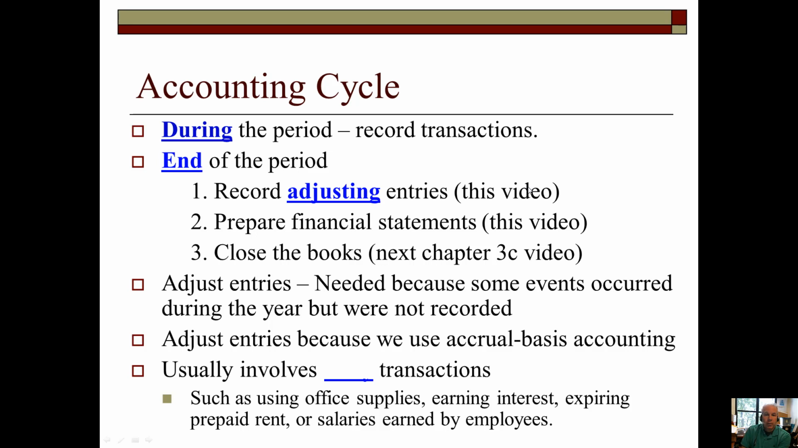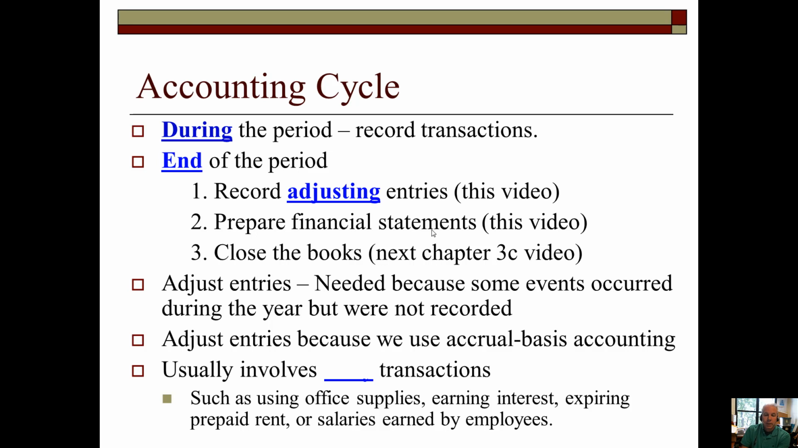From there, once you prepare your adjusting entries, you are now in a position to prepare your financial statements. Remember the big four financial statements: balance sheet, income statement, statement of cash flows, and statement of stockholders' equity. And then finally, when we're done preparing the financial statements, we are in the final process of the accounting cycle, in which we close the books. That will be a short instructional video that you will be able to download, called Chapter 3, Part C. It is not part of this video.